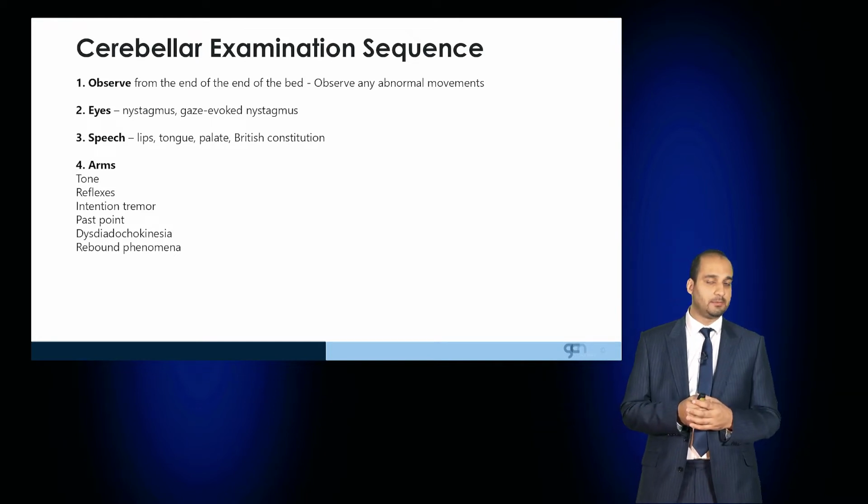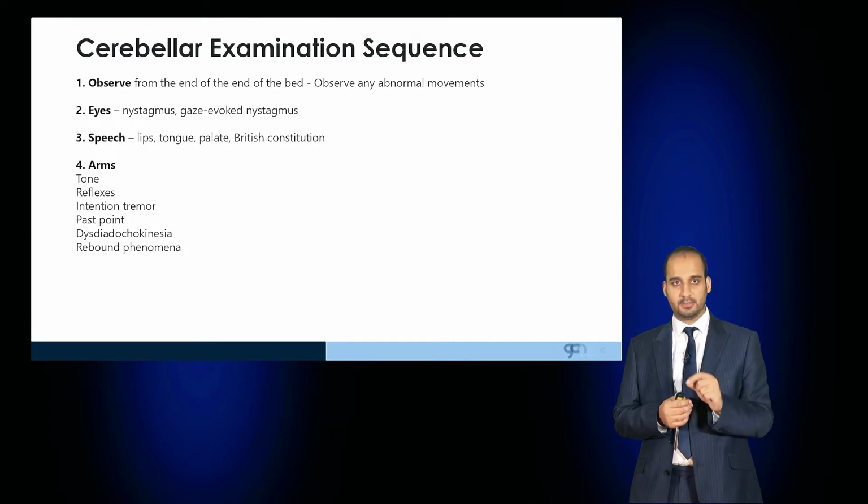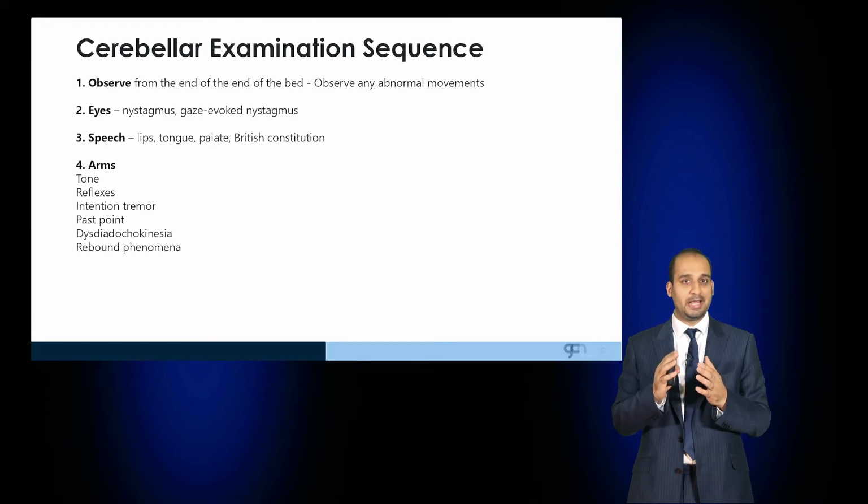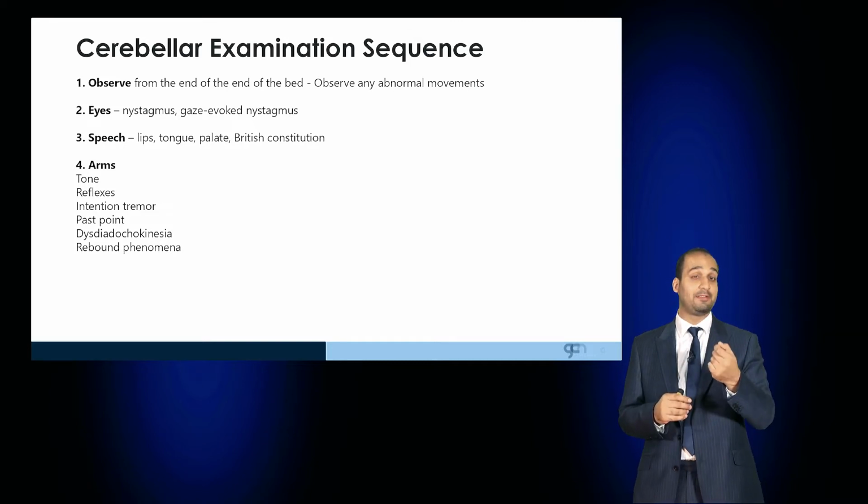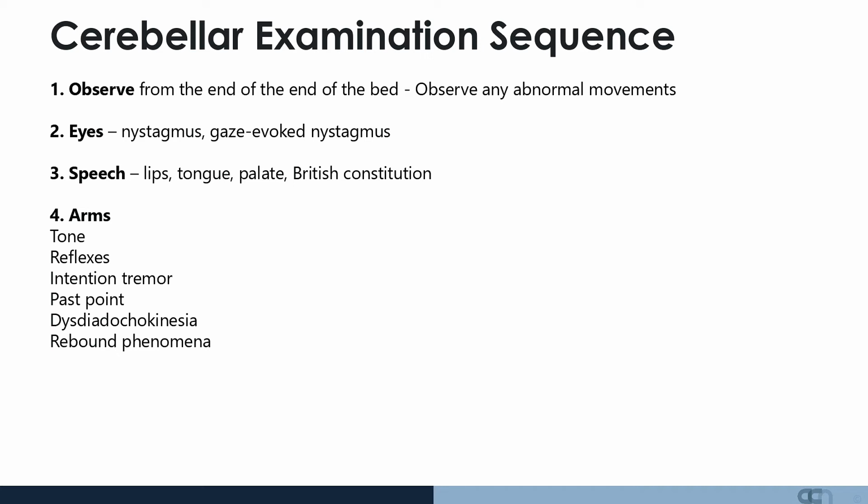Examine the patient's speech. You can examine different components of phonation by examining the lips, tongue, and palate separately by asking the patient to make various sounds. The lips can be tested by asking the patient to repeat ba ba ba. The tongue can be assessed by asking the patient to say la la la, which involves tongue movement, and the palate can be tested by asking the patient to repeat the word ka ka ka, which involves the use of the posterior aspect of the tongue on the palate. Or you can ask the patient to say British Constitution, which uses a variety of oral muscles.